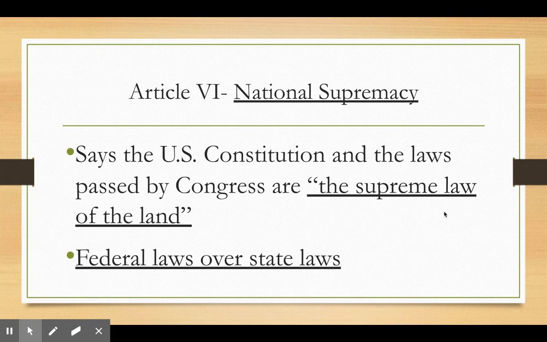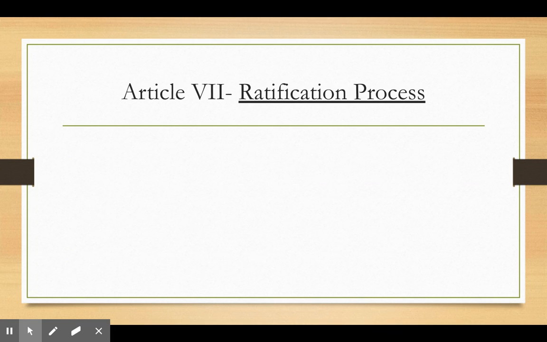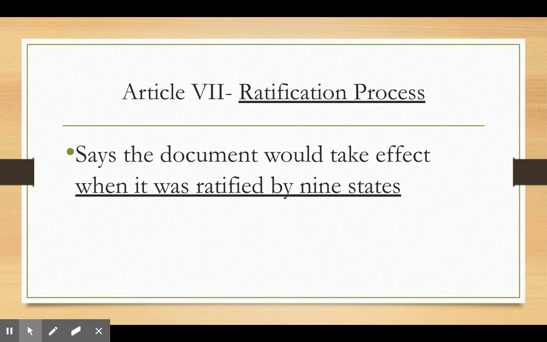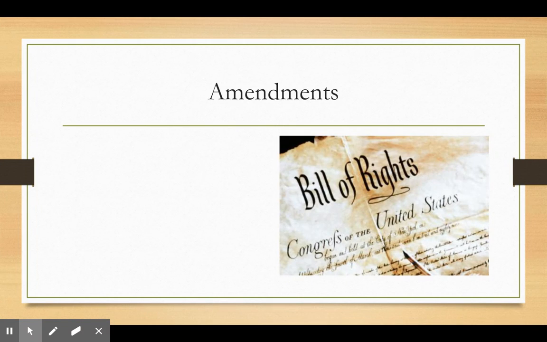That's national supremacy. And then the last chapter, Article 7, is about how this Constitution would take effect after it was approved, or ratified, by 9 states. Okay, so they had to have a short little explanation there about when the document would actually take effect, when the national government would actually be in power. Yep, and then the amendments are all the way at the end of the document. There's 27 of them. The most recent one, I think, being passed in 1992.